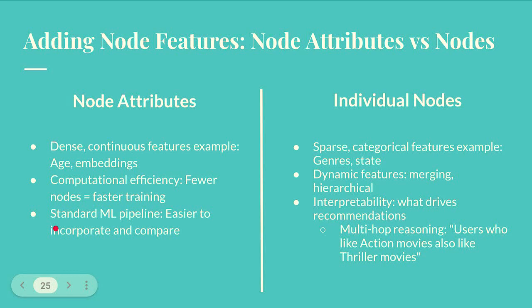And in general, if you're coming from a more traditional background, you may have data that is already structured like a table. So you have user features and you have movie features in a specific table. It's just easier to use them directly as part of your GNN.